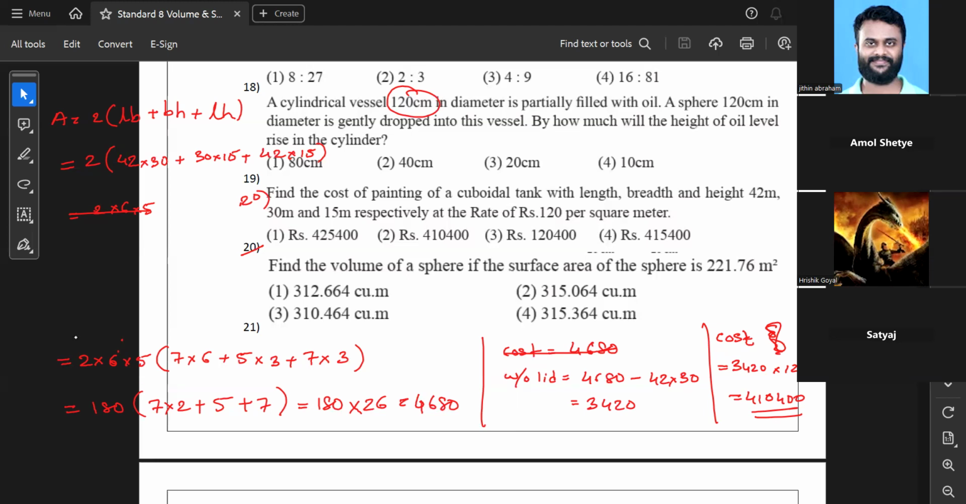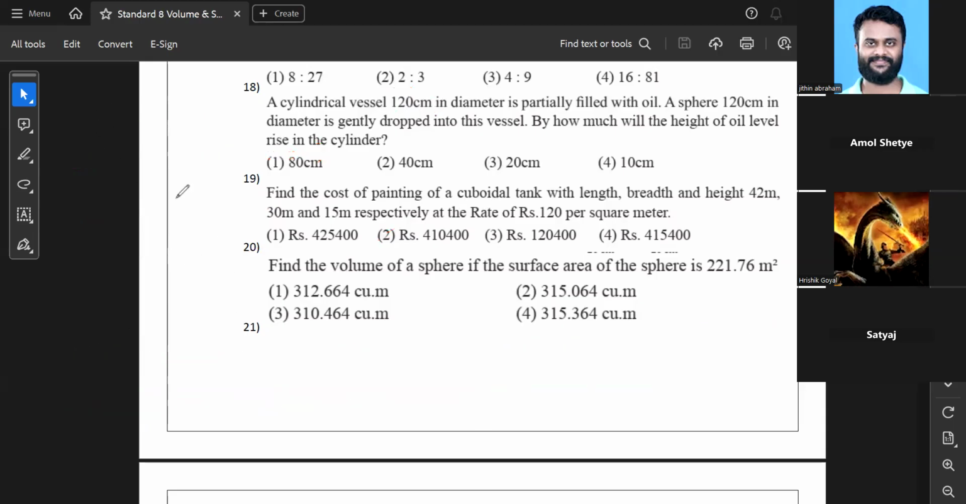Okay, so the answer is option 2. Let's go for the 21st problem. Find the volume of a sphere if the surface area of the sphere is so and so. So we'll have to find the radius. Surface area's formula is 4 pi r square.